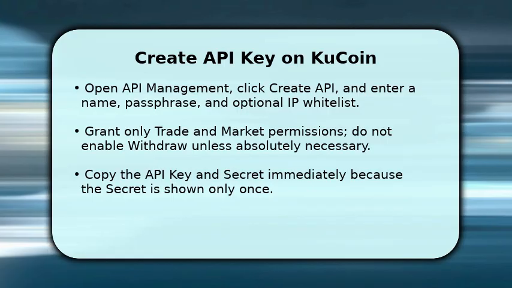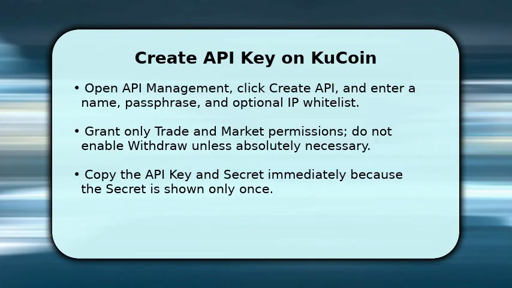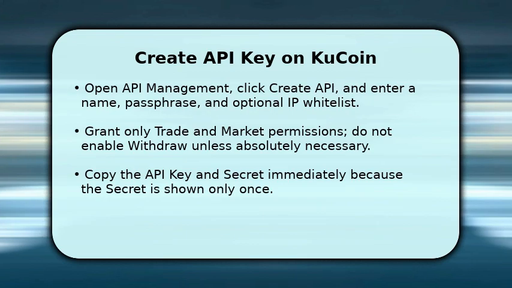After creation, Kucoin displays an API key and a secret. Copy both immediately because the secret is shown only once and cannot be retrieved later.